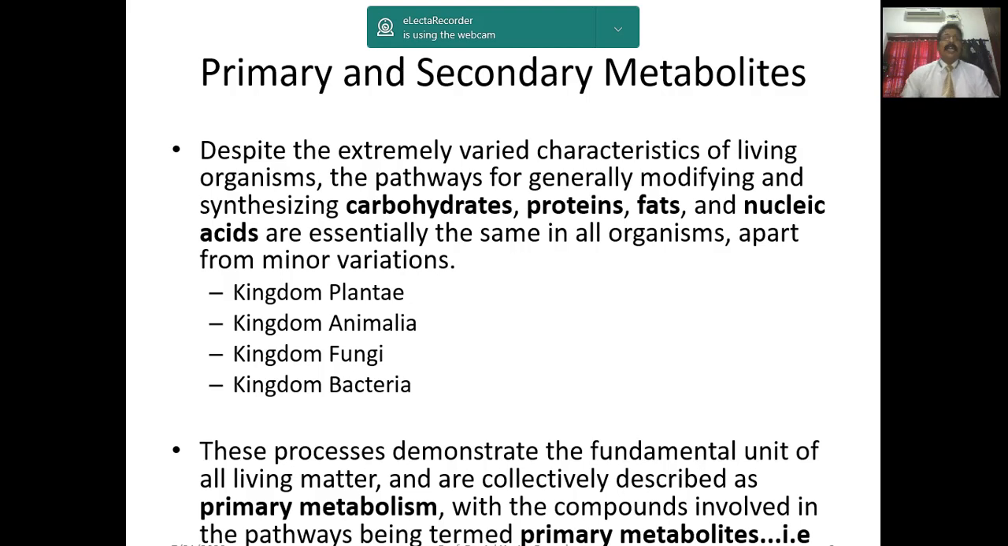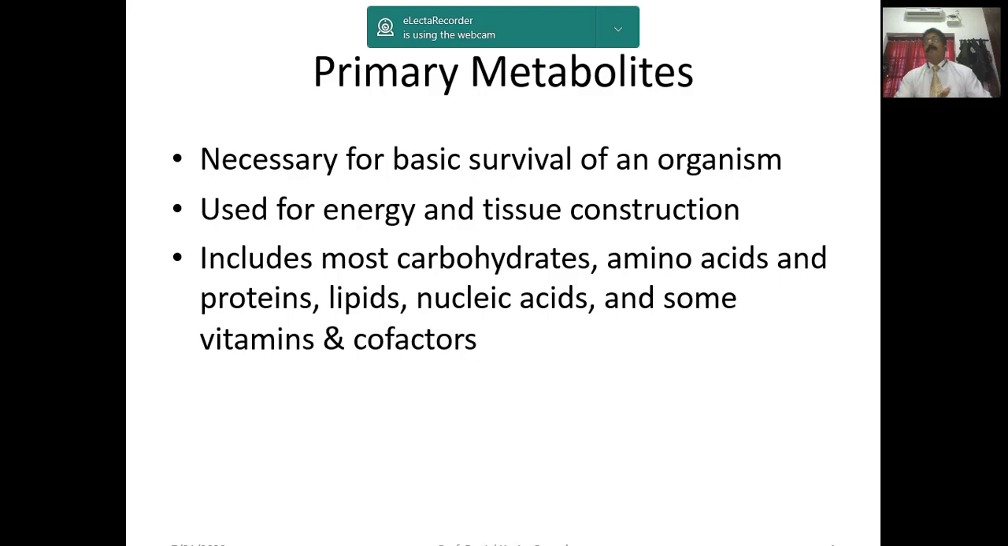So here in this slide it is shown very clearly that, despite being extremely characteristic of living organisms, the pathways for synthesizing carbohydrates, proteins, fats and nucleic acids are essentially the same in all organisms: kingdom Plantae, kingdom animal, kingdom fungi, kingdom bacteria. These processes demonstrate the fundamental unity of living matter and are collectively described as primary metabolism, with the compounds involved in the pathways being termed primary metabolites, necessary for the basic survival of the organism, used for energy and tissue construction.